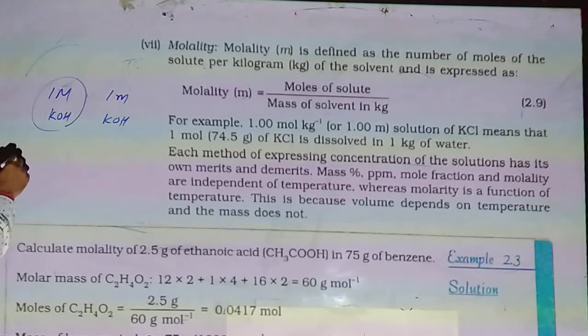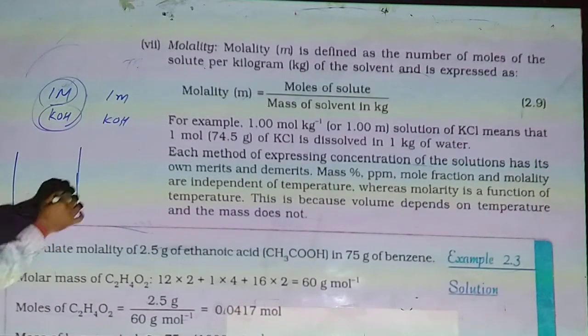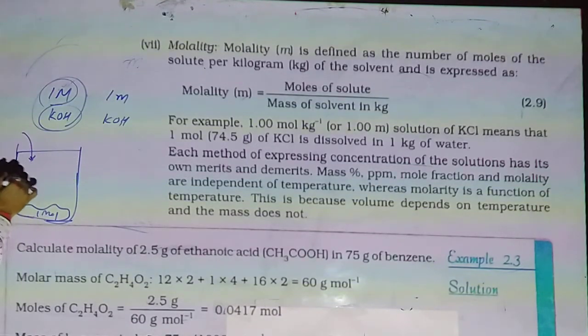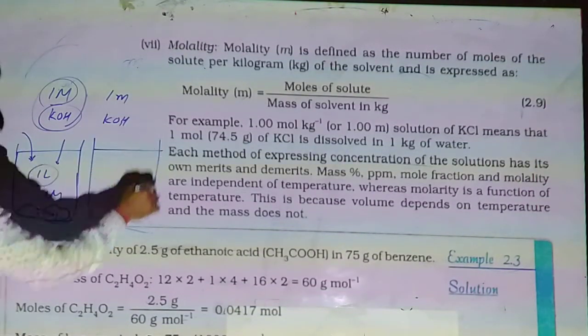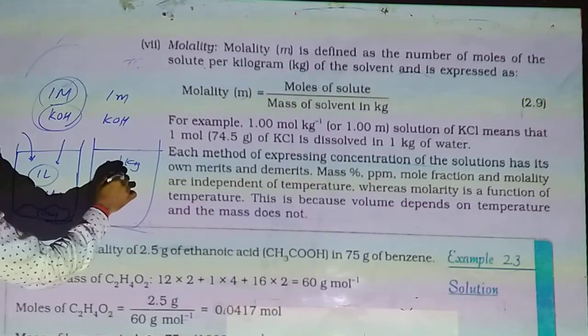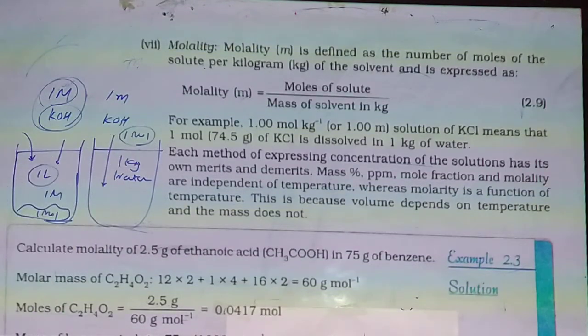Listen. For making 1 molarity KOH, we take 1 mole initially in the beaker. Then we pour water there and it becomes 1 liter. So it makes the 1 molarity. Here, 1 kilogram of water is initially taken. Then we add 1 mole KOH. Here 1 mole was present already, then we made it 1 liter. So 1 mole was present, then we added water.